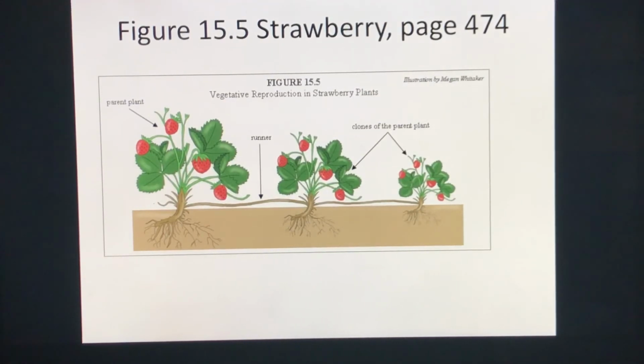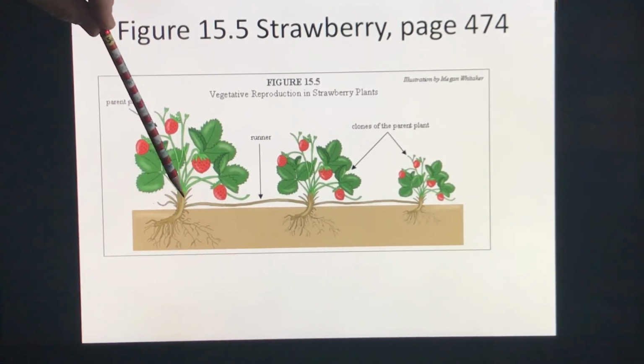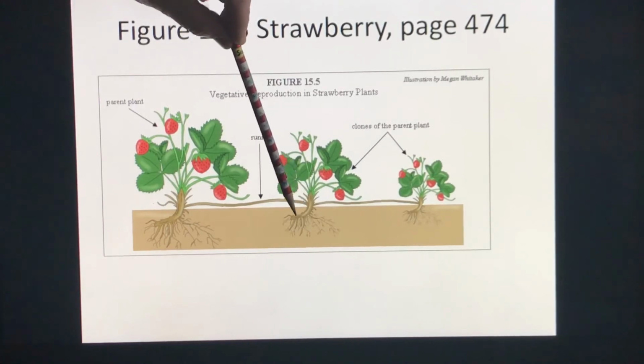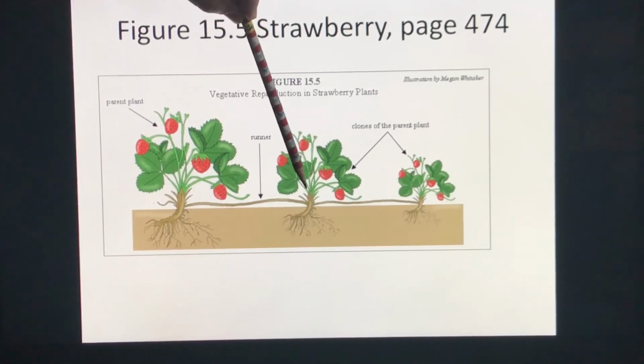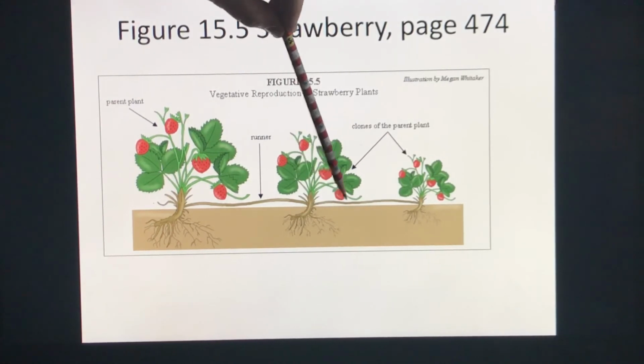And here is an example of the runner system in strawberries. So you have a parent plant which sends out a specialized stem that then can differentiate and grow roots and establish a new plant, and then that one also can continue to send out additional runners.